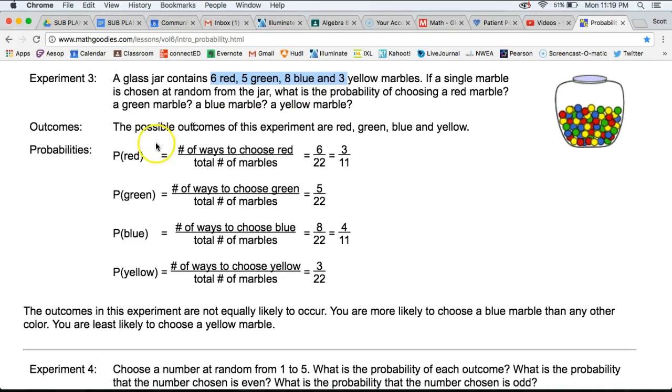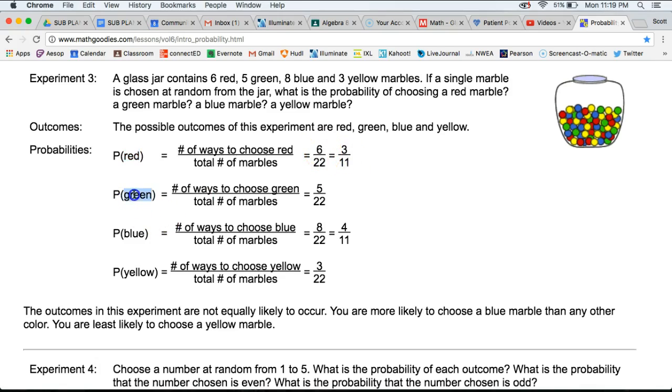So at any rate, probability of red marble is how many red marbles are there? Well, there are 6. How many total marbles are there? There are 22. So the probability of drawing a red marble is 6 out of 22, which simplifies to 3 out of 11 because I divided the top and bottom by 2.